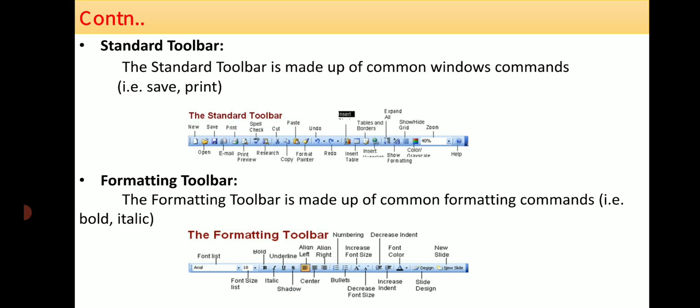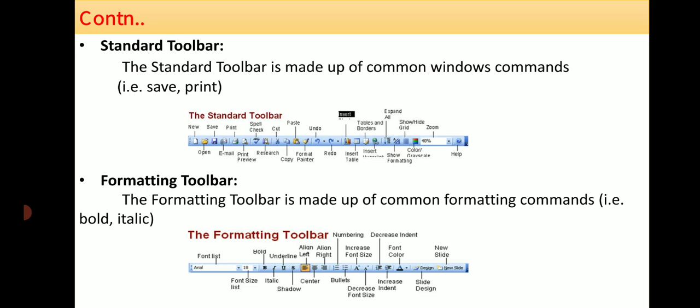Let us now study one by one the different components of this toolbar. One is the standard toolbar. The standard toolbar is made up of common Windows commands. Toolbar means there are tools available, like to open a new file, or to save a file, or open an existing one, to print something. There are a number of tools available, and that is called the standard toolbar.